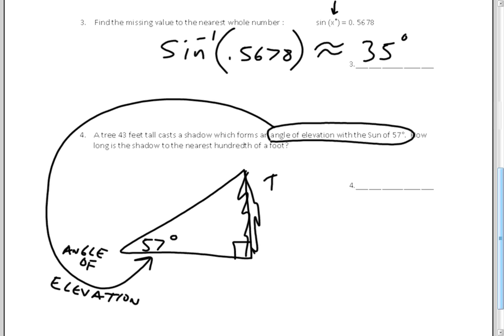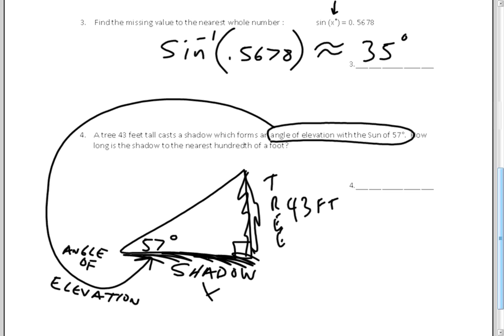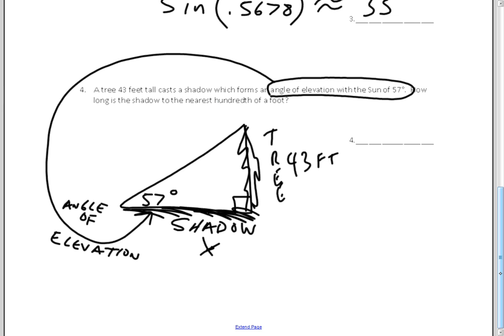Here's a tree that's 43 feet. Where's the shadow? Behind it. People last year were putting shadows up here. Shadow is down here, I hope. Why can't it be behind it? Same triangle. And that's our variable. If all of this extraneous information is clouding your judgment, then redraw it without all the details.